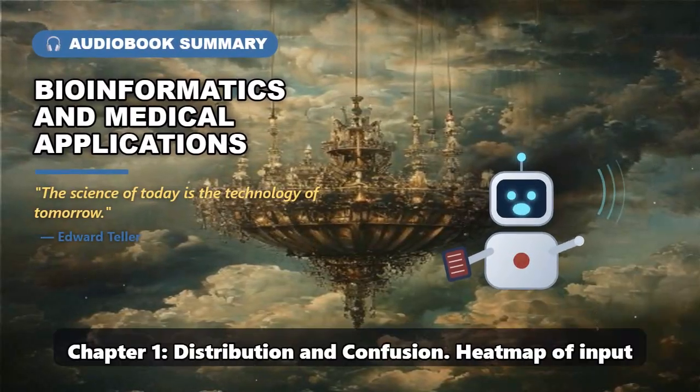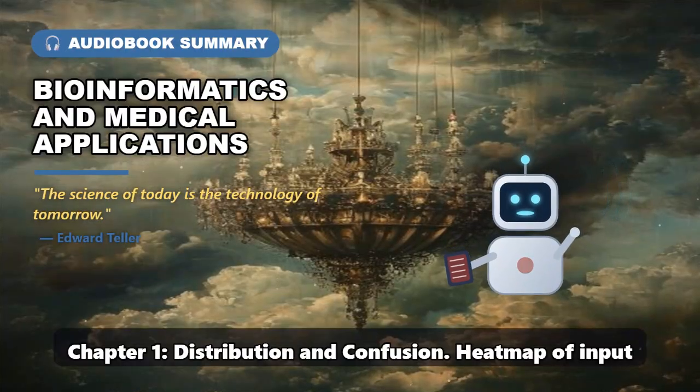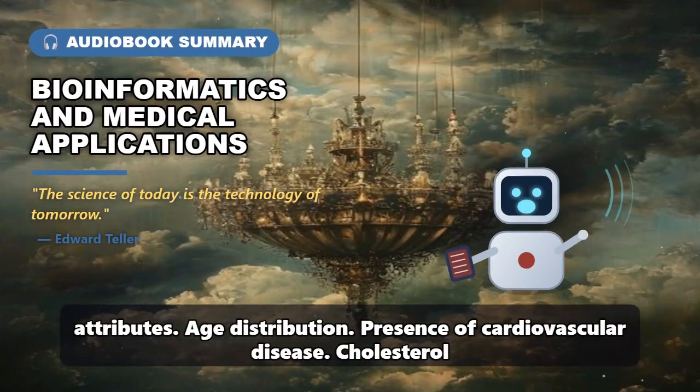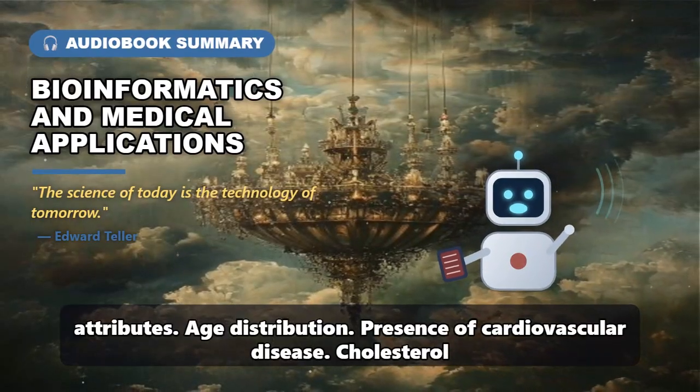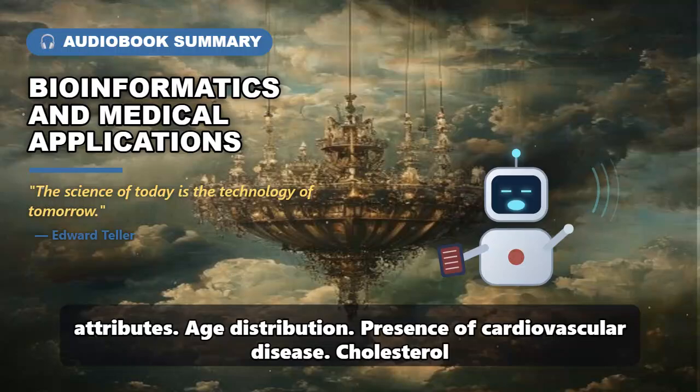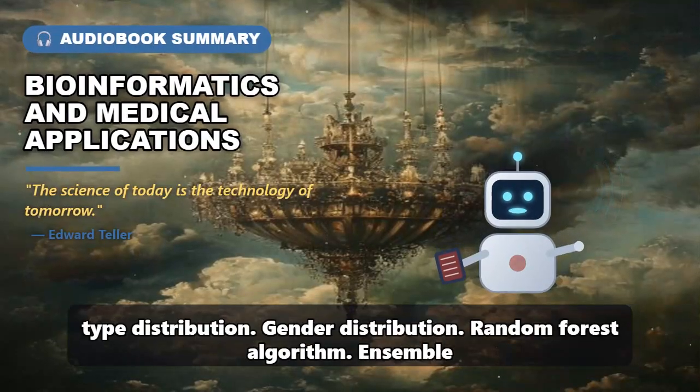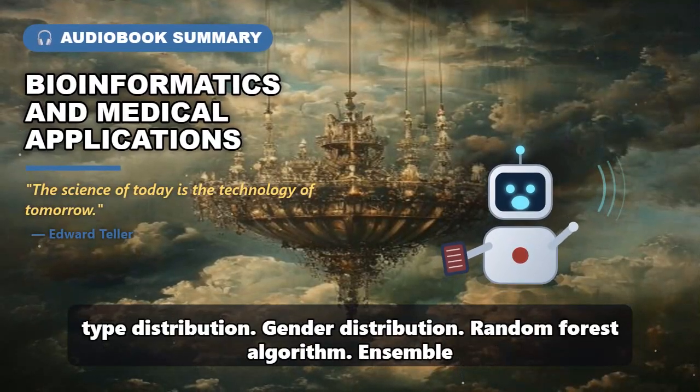Chapter 1: Distribution and Confusion. Heat map of input attributes. Age distribution. Presence of cardiovascular disease. Cholesterol type distribution. Gender distribution.